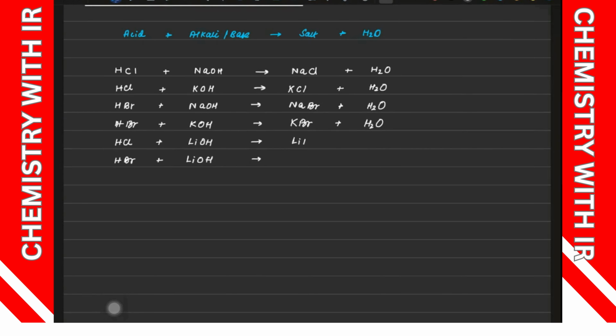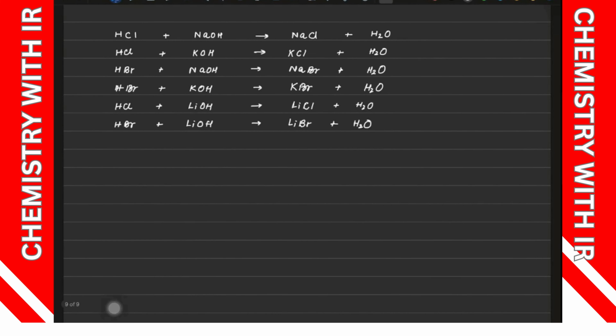It would form lithium chloride, lithium bromide plus water, H2O. Again, it would be the same for rubidium hydroxide as well. It's also a group 1 member. What would be the product? RbCl plus H2O. Good. And then RbBr plus H2O.